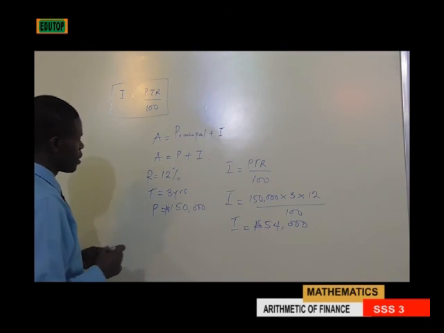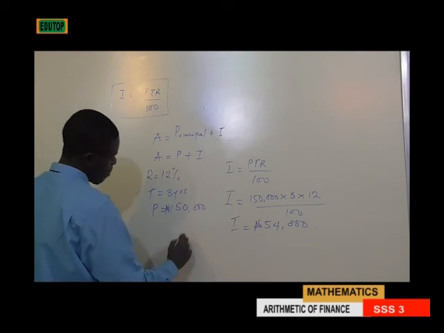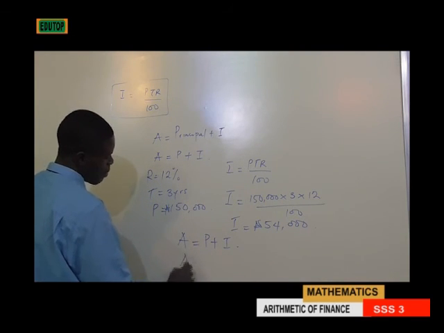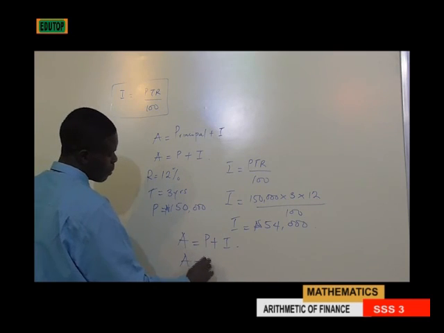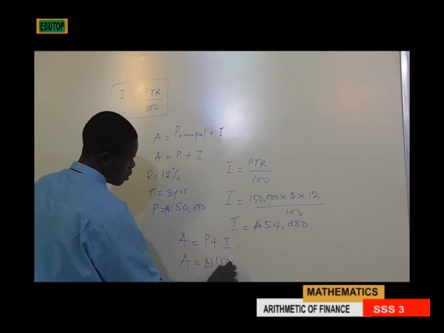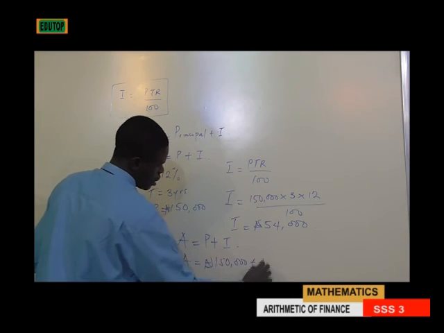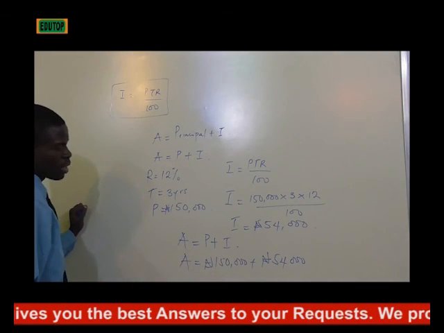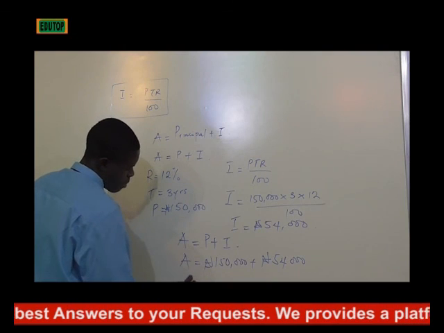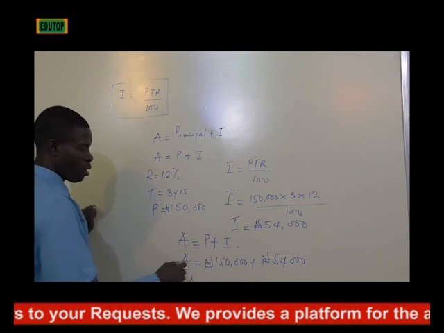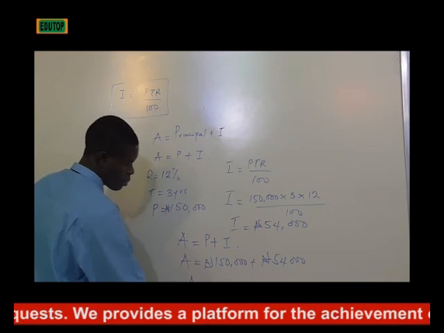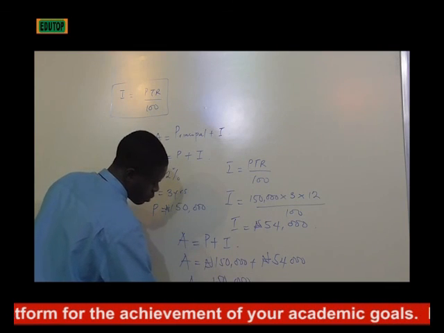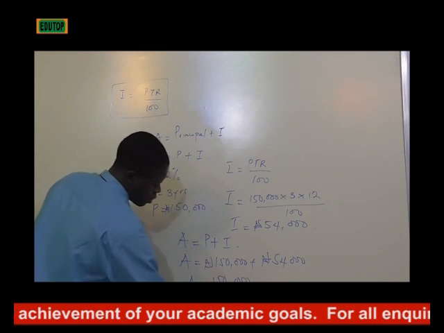And since we have calculated our interest, then we know that amount is equal to principal plus interest. So automatically our amount will be, what is our principal? Our principal here is 150,000 plus the interest, which is 54,000. So this will give us the amount; we add this up, 150,000 plus 54,000, that will be 204,000.